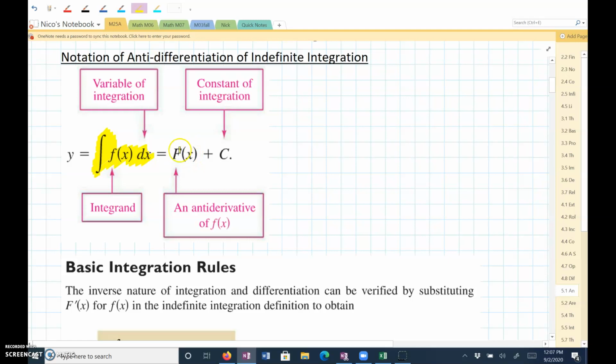So this would be big F of x plus c. This would be going the opposite way. C is the constant. So the result is known as the antiderivative.